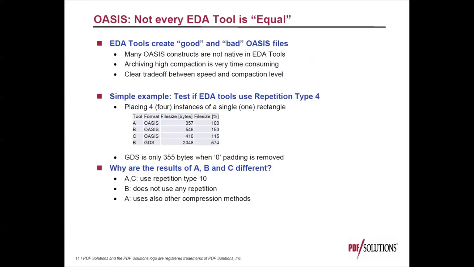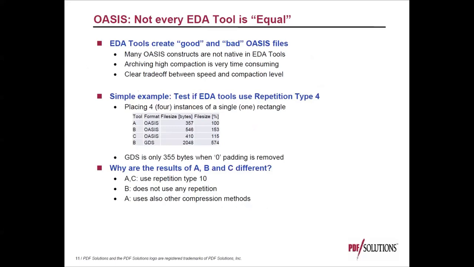I was writing my own OASIS parser and trying to create some test cases, so I was writing out OASIS from various different EDA tools. I was wondering why they are not using certain constructs like repetition types 3, 4, 5, 6, 7, 8, 9? So I was essentially playing around.